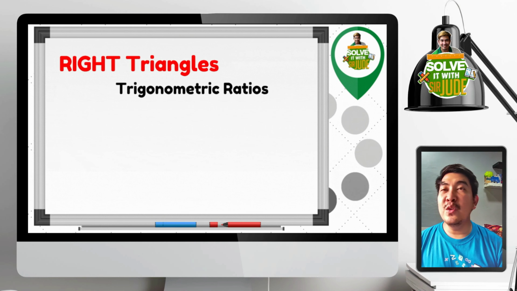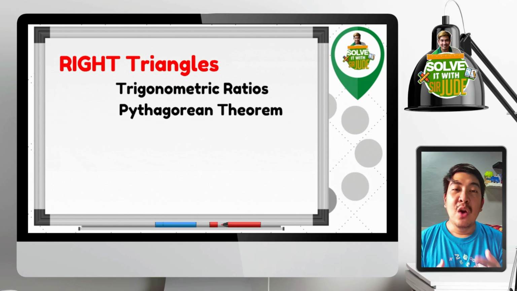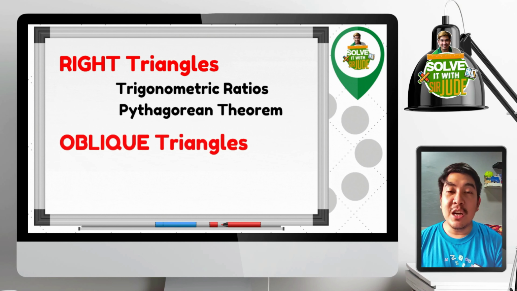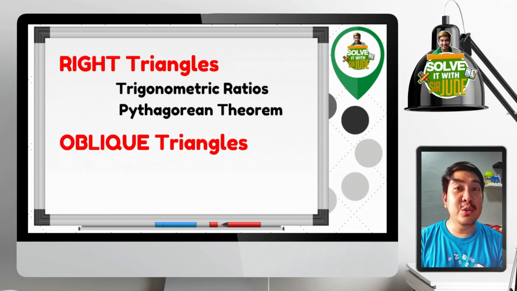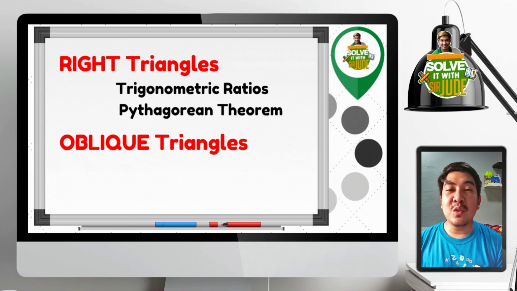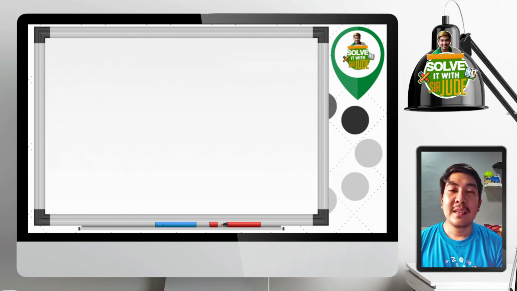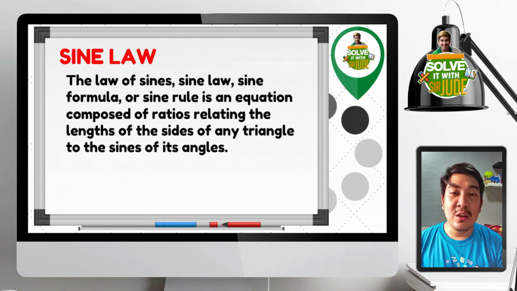Right triangles, if you can remember, are solved using the trigonometric ratios and the Pythagorean theorem. On the other hand, oblique triangles, like the acute and obtuse triangles, cannot be solved using the trigonometric ratios or the Pythagorean theorem, but we will be using the sine law and the cosine law. So let us first have the sine law.